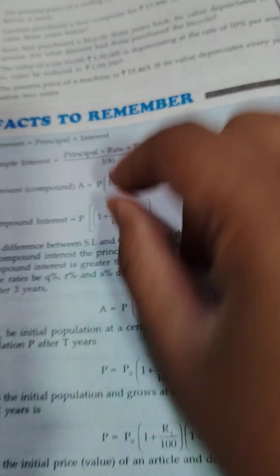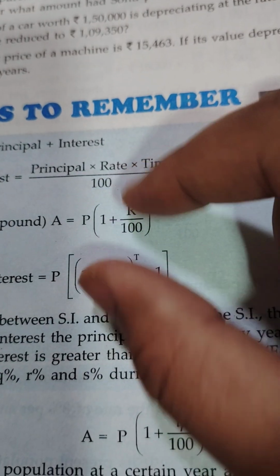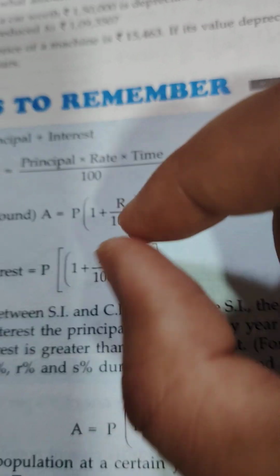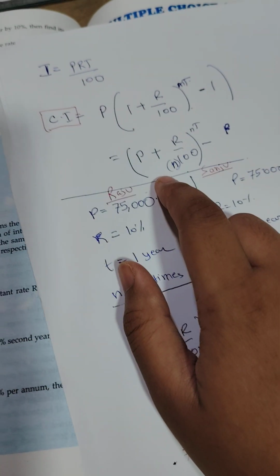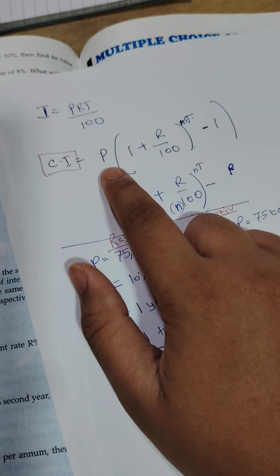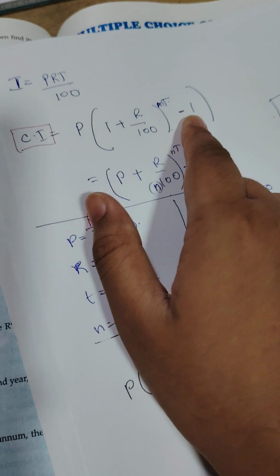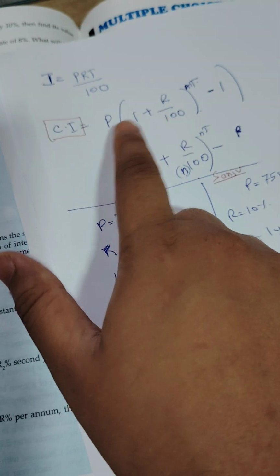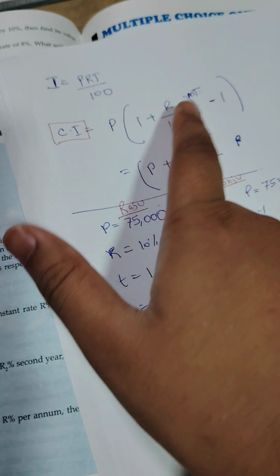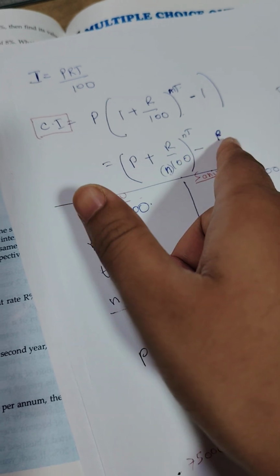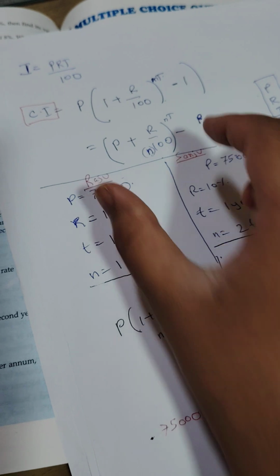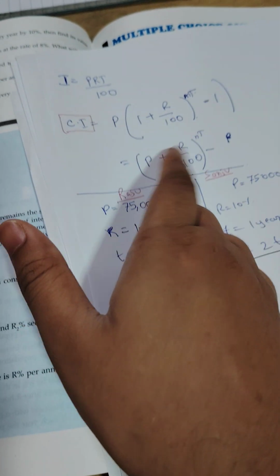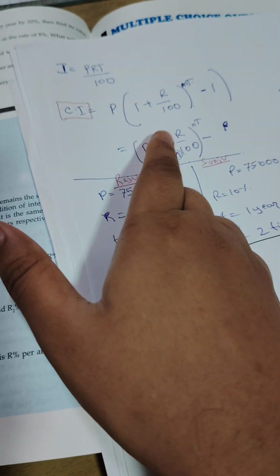This is exactly the same, 1 plus r by 100 to the power t, except this is multiplied by P again outside. What that means is that compound interest is P times the bracket 1 plus r by 100 to the power t, minus 1. If you open the bracket, P multiplied by 1 is P, P multiplied by minus 1 is minus P. So this takes care of the formula. You will start solving from here. This is the compound interest amount.